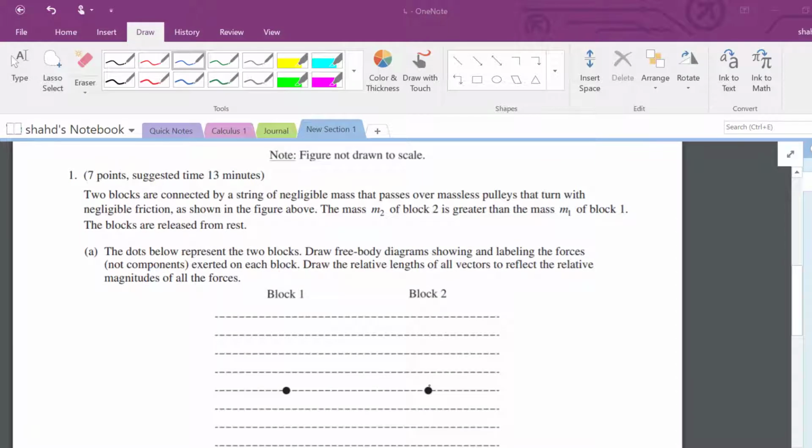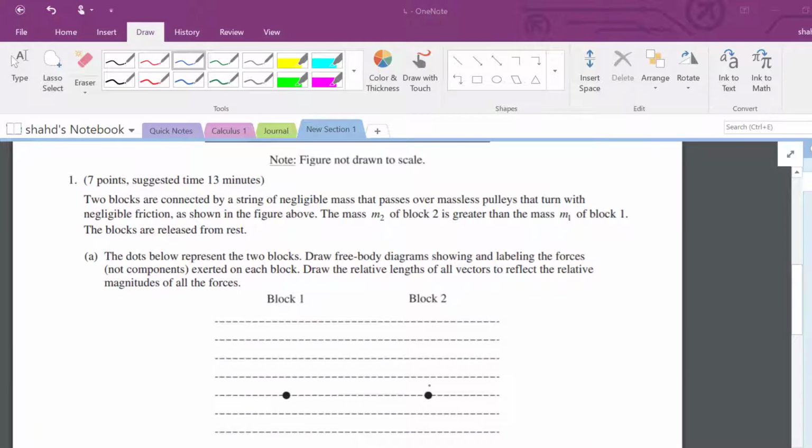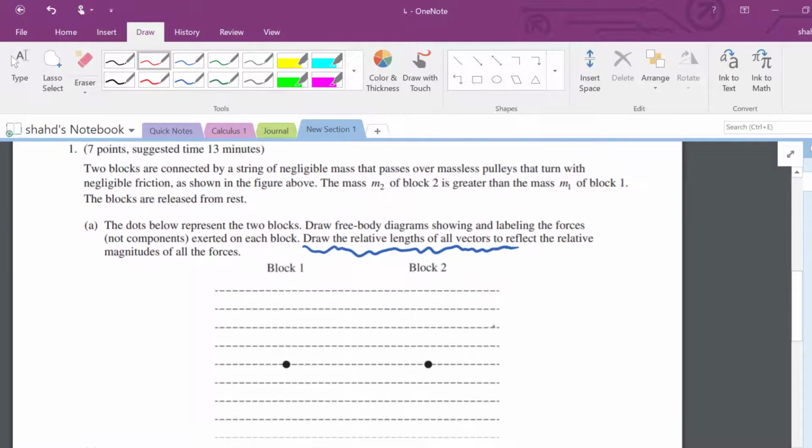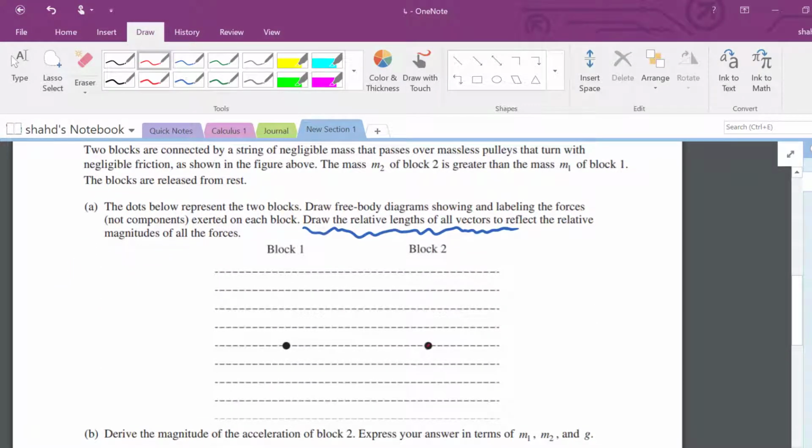So part A asks you to basically draw a free body diagram, but consider and draw the relative lengths of all vectors to reflect the relative magnitudes of all the forces. This is really, really important, and even if it's not mentioned in the question, try your best to make it a habit to do it either way. So for block 2, we know it's heavier than block 1. We know it has a greater mass. So let's give it all the lines. So this is your force of gravity, or mg.